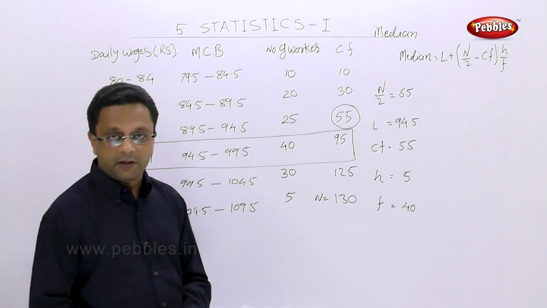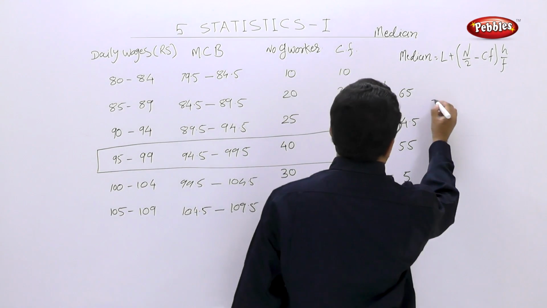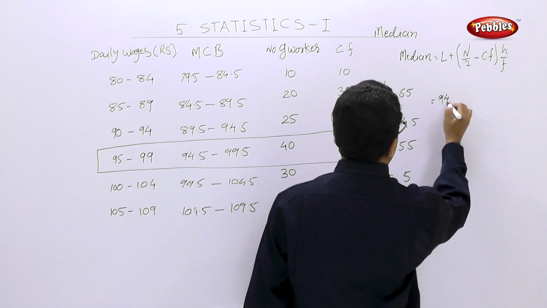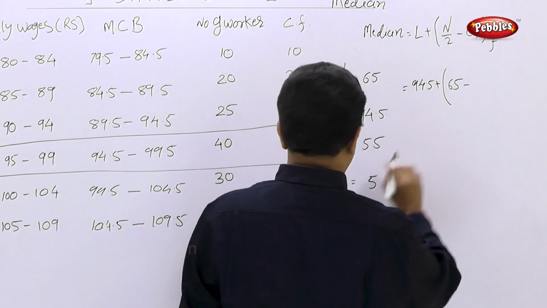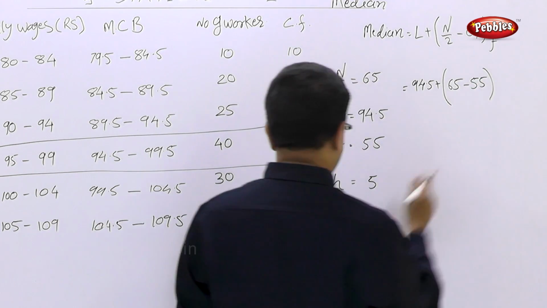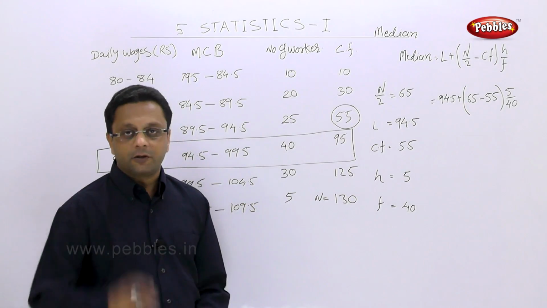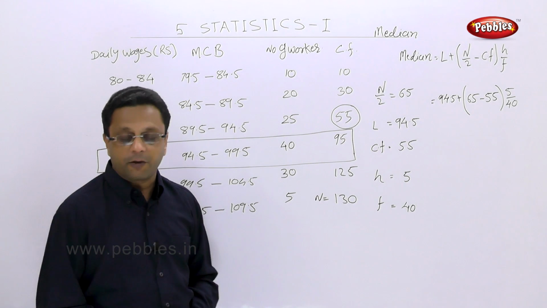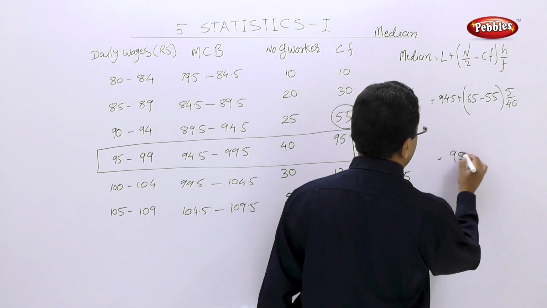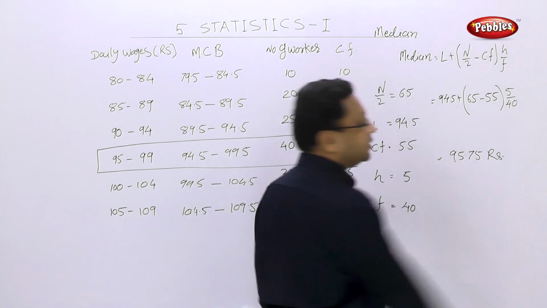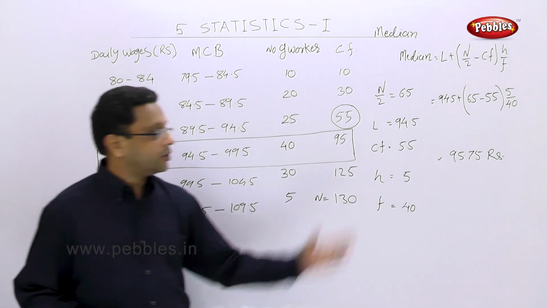Now the only thing remaining is to substitute these values into that formula and find the answer. So we have 94.5 plus 65 minus cumulative frequency 55, and 5 upon 40. Simple arithmetic. Pause your video and find out the median for this problem. Do it now. Answer is 95.75 rupees. Don't forget the unit. Check your answer. So this is the median.